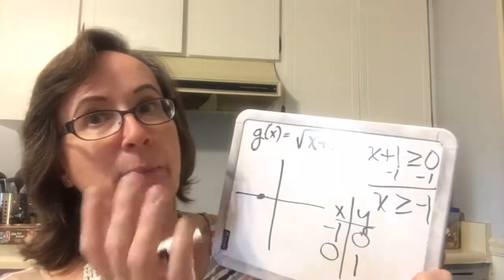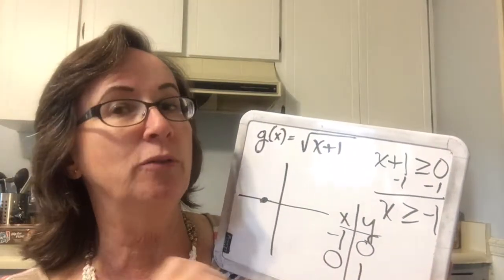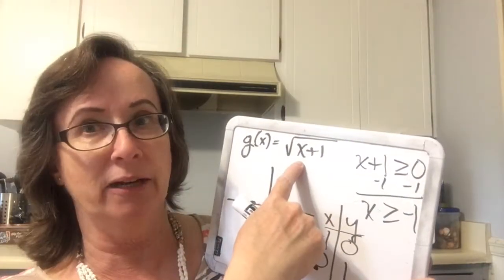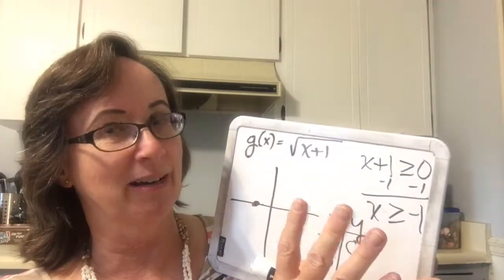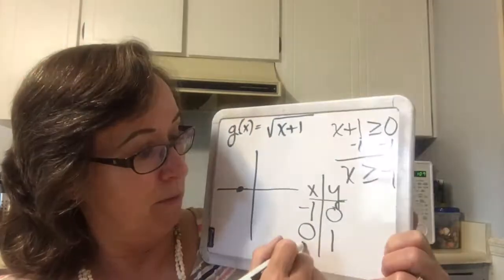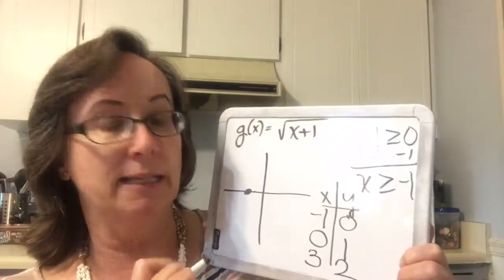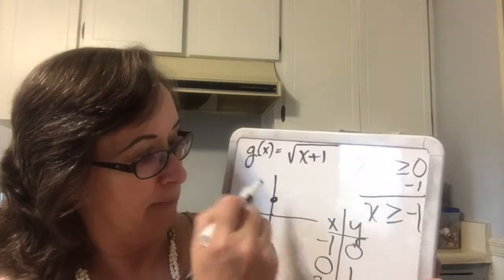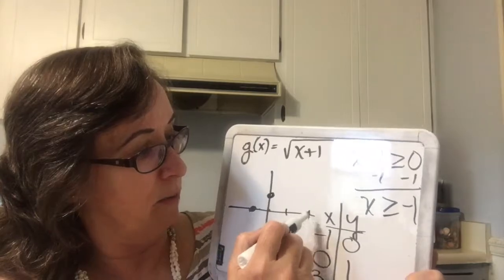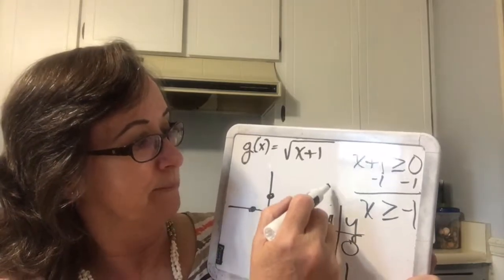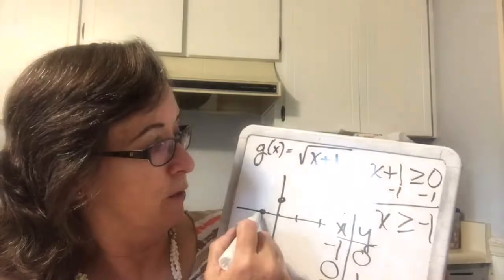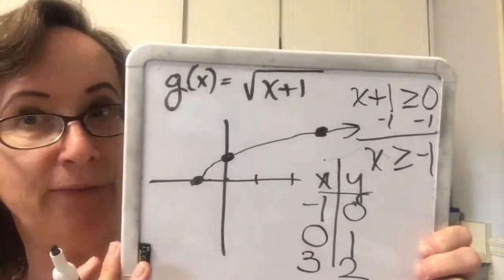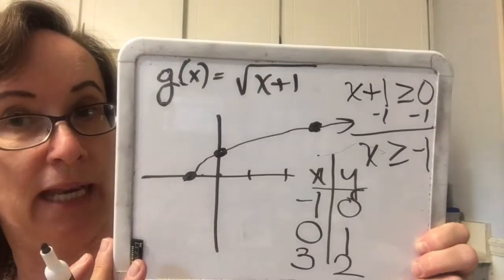Okay, now let's think about what would be a friendly number. We knew that 4 was friendly. What about 3? If we plug a 3 in here, 3 plus 1 is 4. Square root of 4 is 2. So 3, 2 is a point. So we got negative 1, 0, 0, 1, and 3, 2. So our square root graph should look exactly like the other one, except that it has been shifted one step to the left.